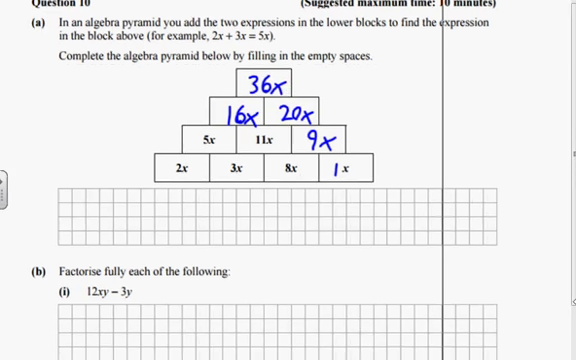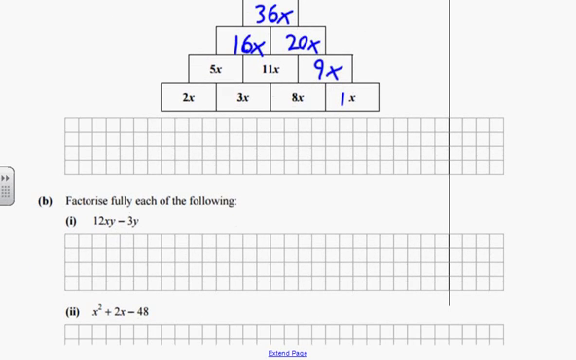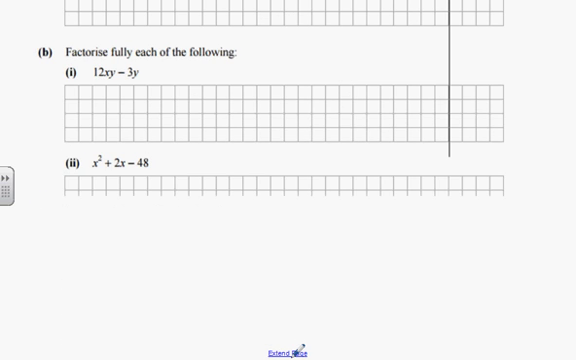Okay. Now, we're on our way down. Factorise each of the following. What does factorise mean? It's not an equals. There's no equals answers, but you just have to take out what you can. Do they have any letters in common? Y. Do they have any numbers that will divide into 12 and 3? 3. Okay, now here's the question. 3y multiplied by what number turns into 12xy?